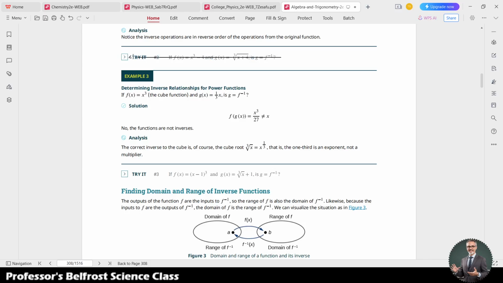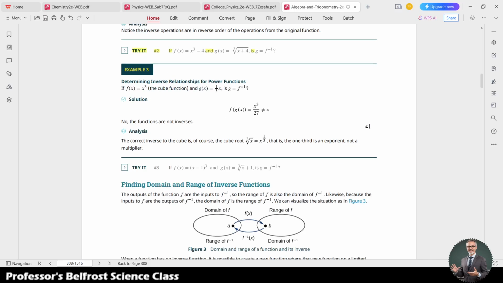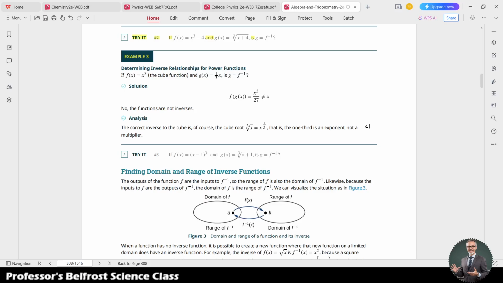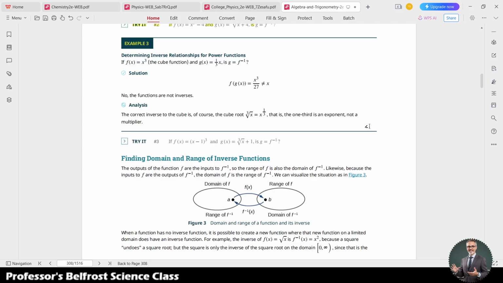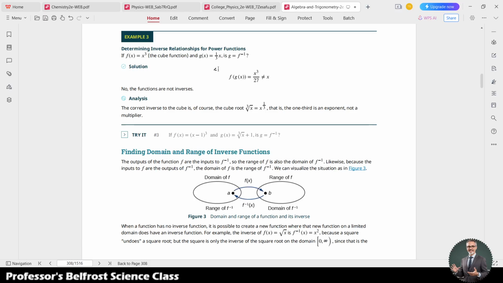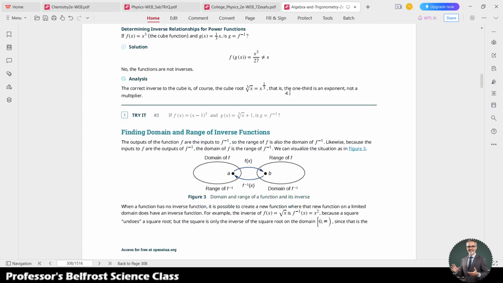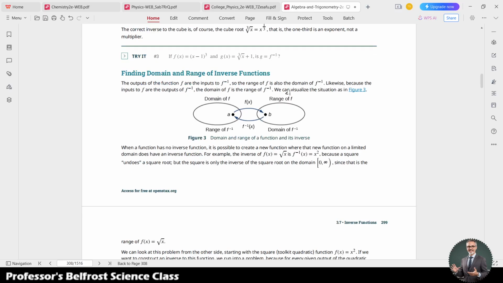I will need to try to solve this. Now, if f(x) equals x cubed and g(x) equals the cube root of x, is g equal to f inverse? Yeah, and this book has shown us that these are not inverses.